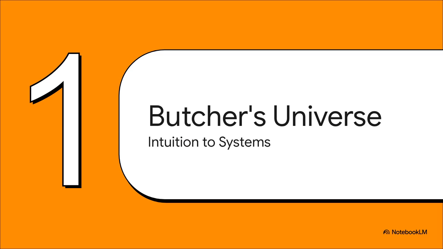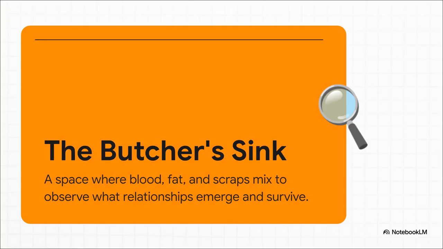Section 1, the butcher's universe. Now, the foundation of this entire theory doesn't start in some sterile laboratory or on a dusty chalkboard. It actually begins on a cutting board. It uses literal physical labor to intuitively map out these massive complex systems. And a core concept here is what he calls the butcher sink. Imagine a literal sink where blood, fat, scraps, water, just the whole shebang is all mixed together.